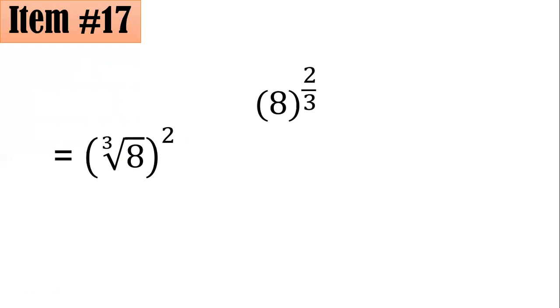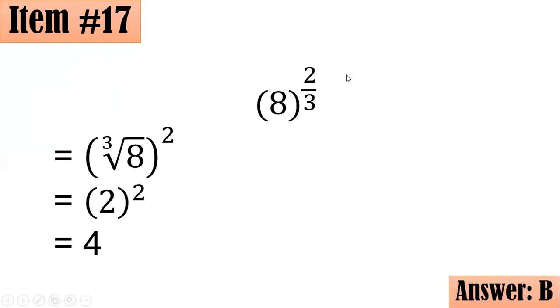Cube root of 8 is 2, because 2 cubed is 8. So the cube root of 8 must be 2. And squaring that, 2 squared, gives you 4. Or, as I said earlier, you could square it first. 8 squared is 64. The cube root of 64 is 4, because 4 cubed is 64. Hence, letter B is the correct answer.